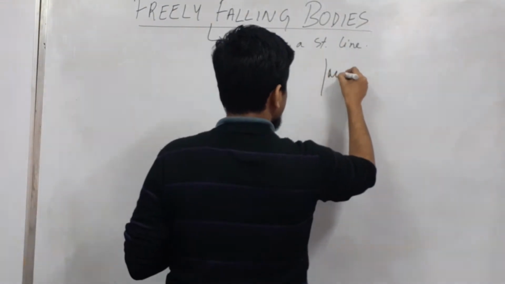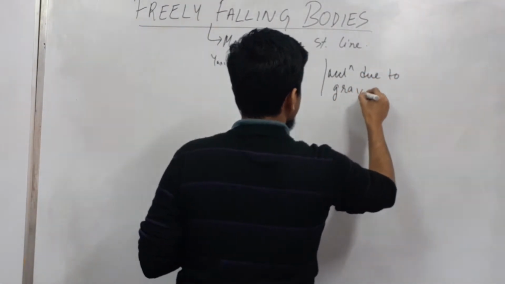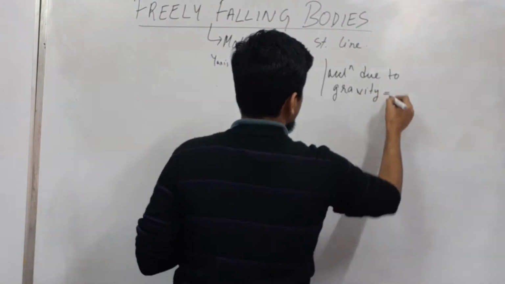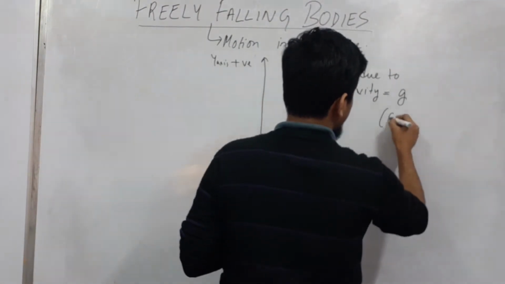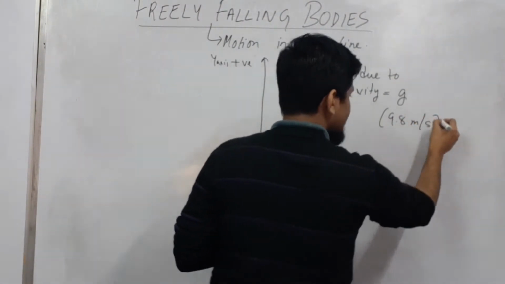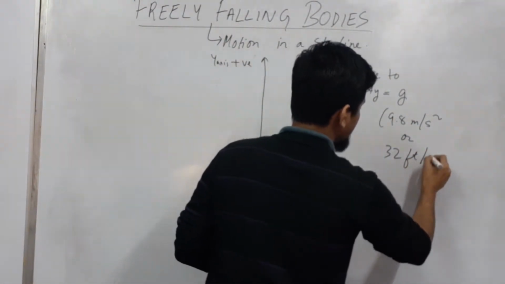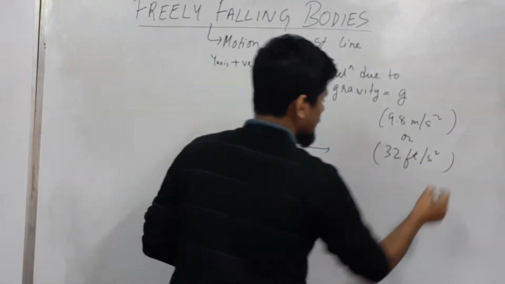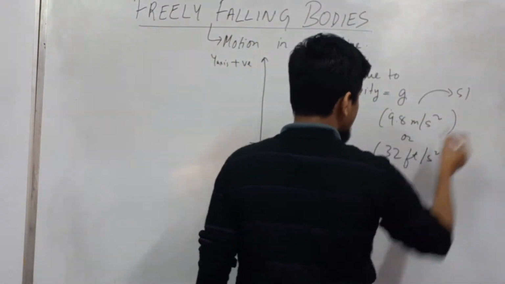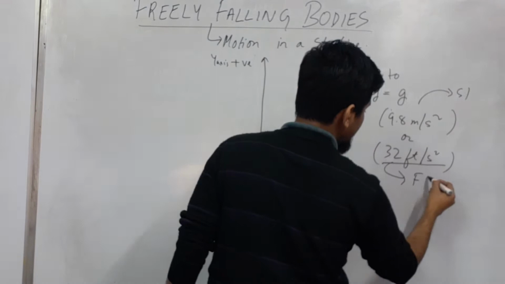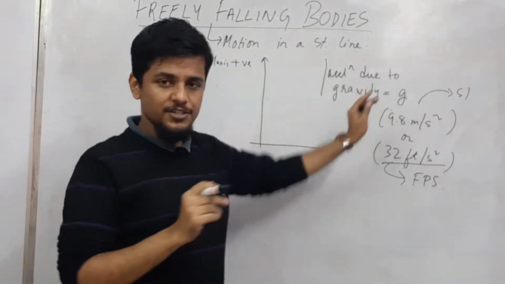Another thing that we need to keep in mind is the acceleration due to gravity. We are denoting it by g, and the value of this g is normally 9.8 meter per second square, or it is also equal to 32 feet per second square. This 9.8 meter per second square is in SI units, and 32 feet per second square we normally use in FPS units. So this is acceleration due to gravity.